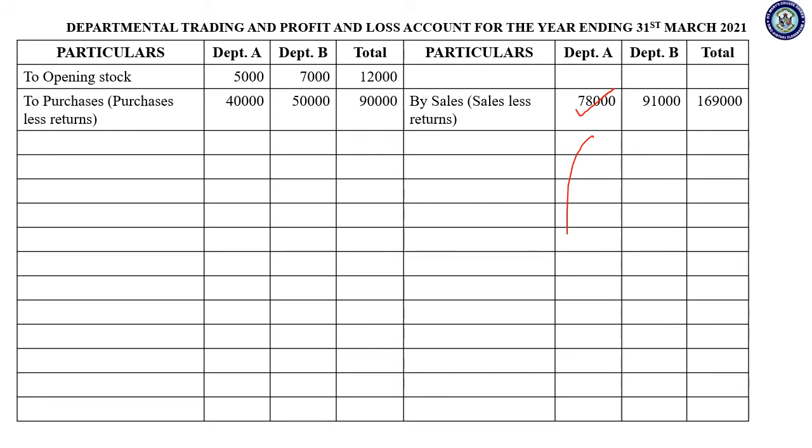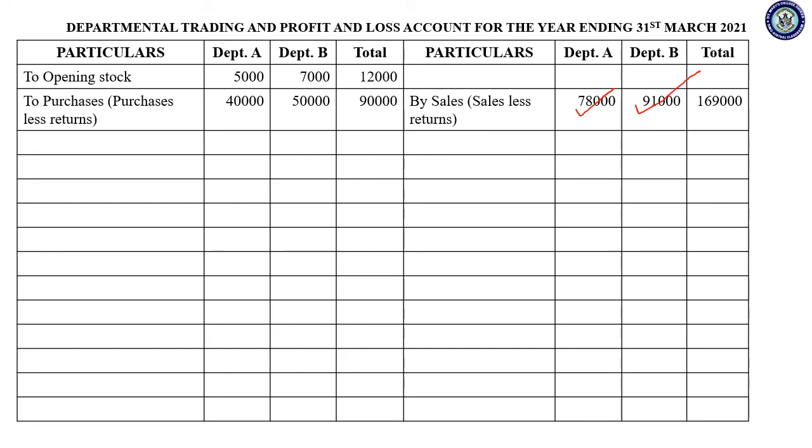Department B, 93,000. Less returns 2,000, it comes to 91,000. So by sales, 80,000 minus 2,000, 78,000. 93,000 minus 2,000, 91,000. Total 1,69,000. That is my total sales. Okay, after sales return and purchase return, we adjusted the figure.